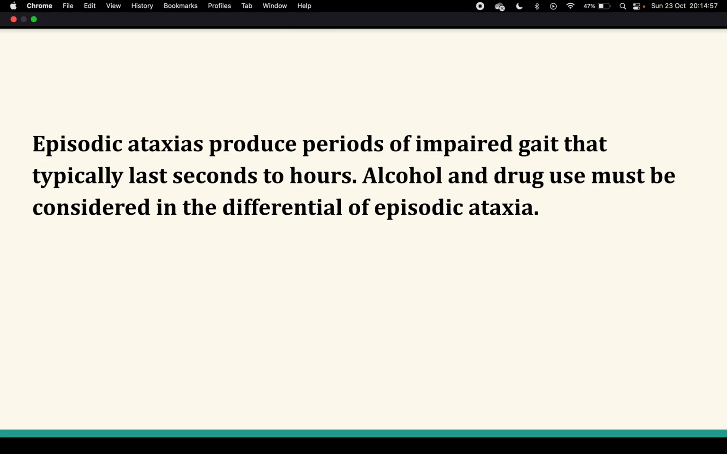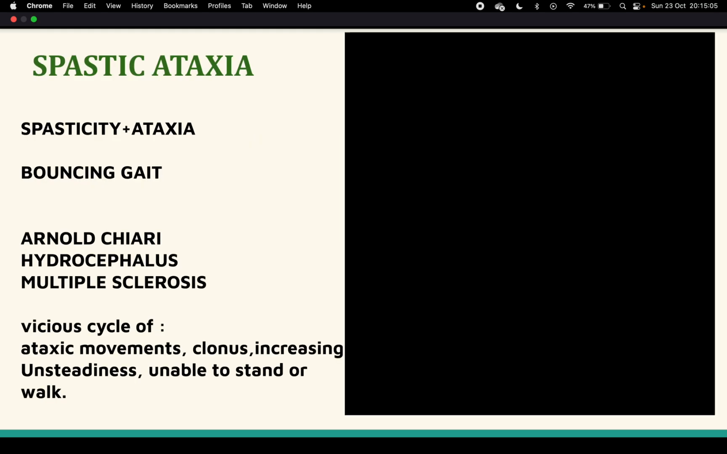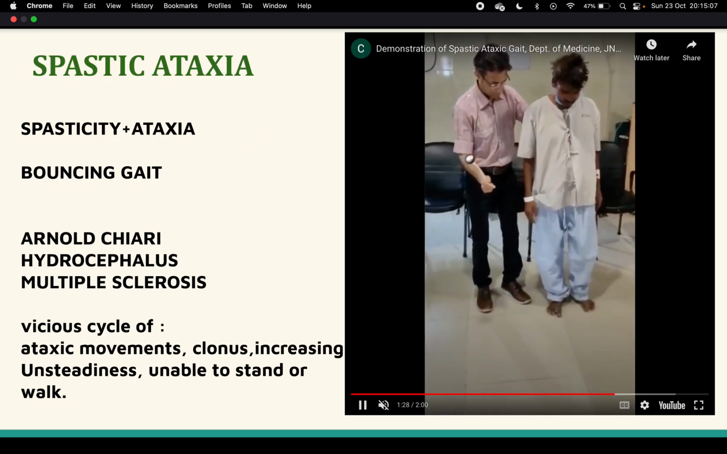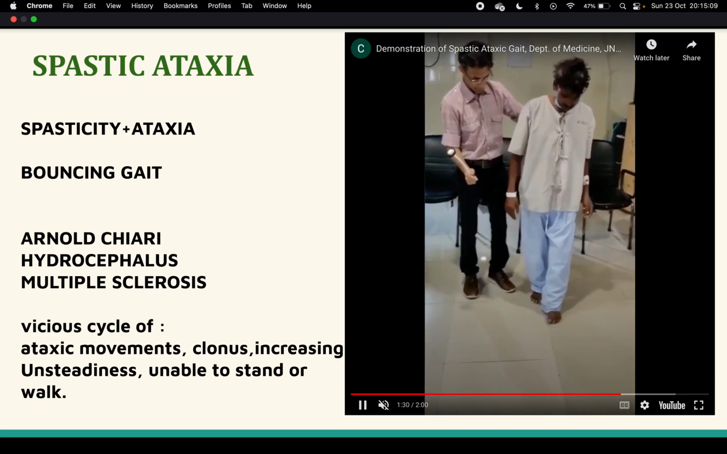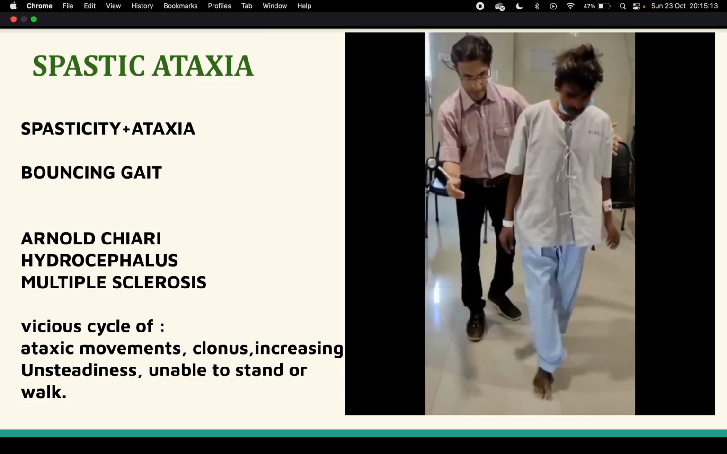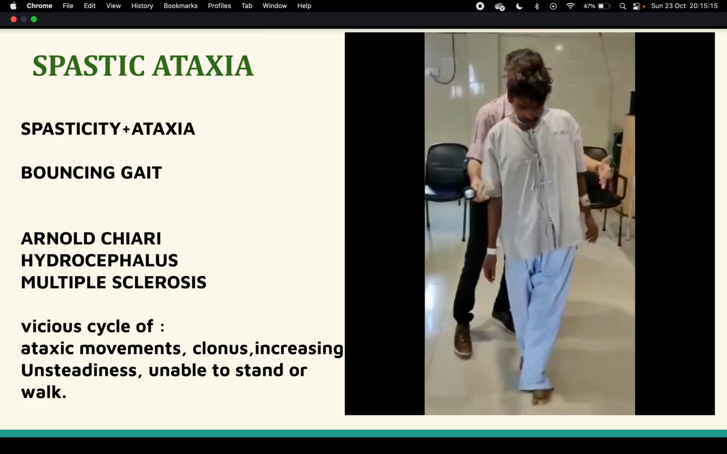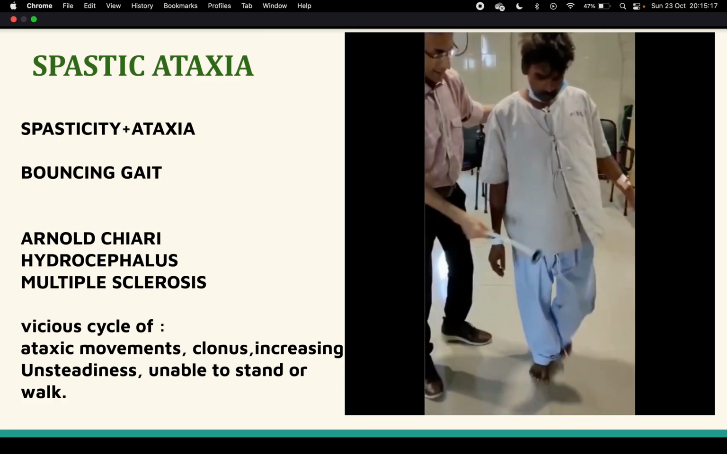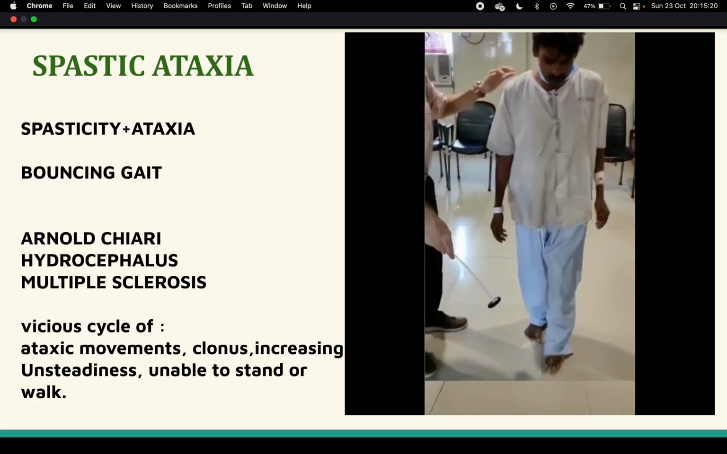There are some episodic ataxias also, like during alcohol intoxication or some drug usage might be there. Spasticity along with ataxia produces a spastic ataxia. It is called a bouncing gait, seen in Arnold Chiari malformation, hydrocephalus, and multiple sclerosis.